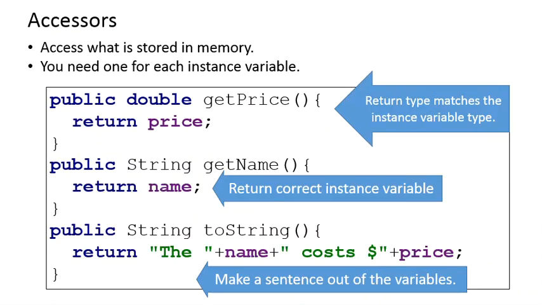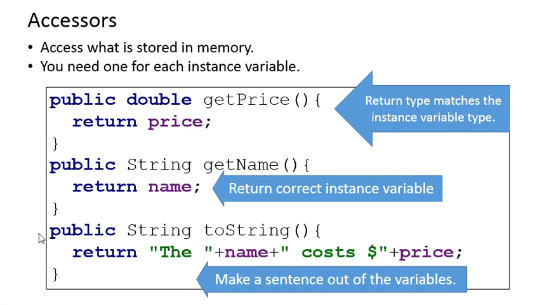So accessors are going to allow us to get what's in those instance variables. We need one for each instance variable and a ToString method. So here we've got getPrice, where we're going to get the price, and getName, where we're going to get the name. And you have to make sure that the types match the types of the instance variables. Price was a double, so I'm going to return a double. And name was a string, so I'm going to return a string.